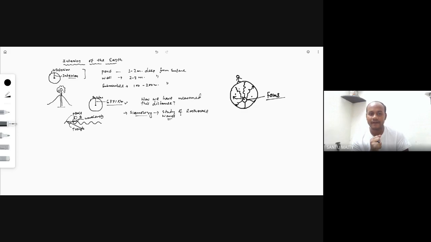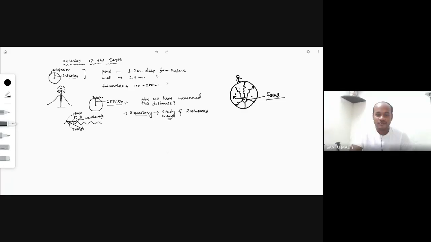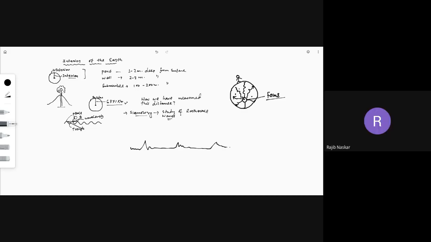Anything, any idea? No? No, sir. Okay. Have you seen the electrocardiogram graph, the ECG graph? Yes, sir. Okay. So what is the actual nature of the ECG graph? Something like this. Okay, something like this.